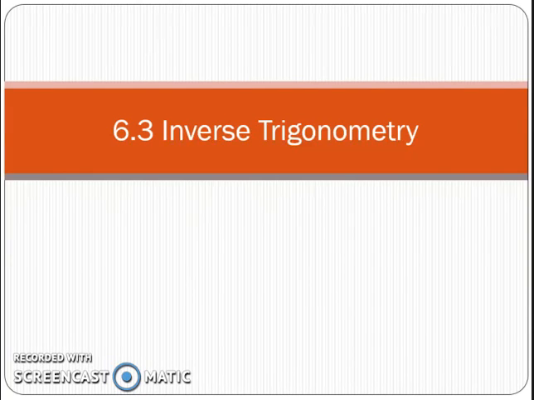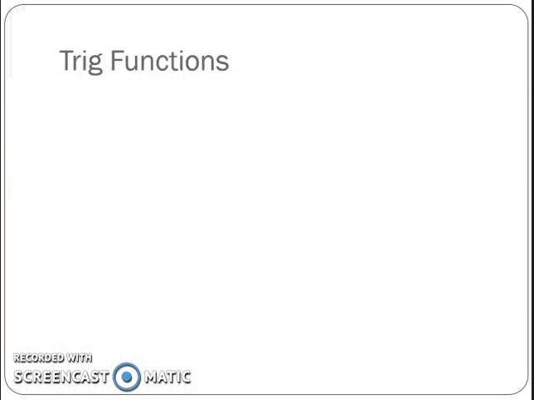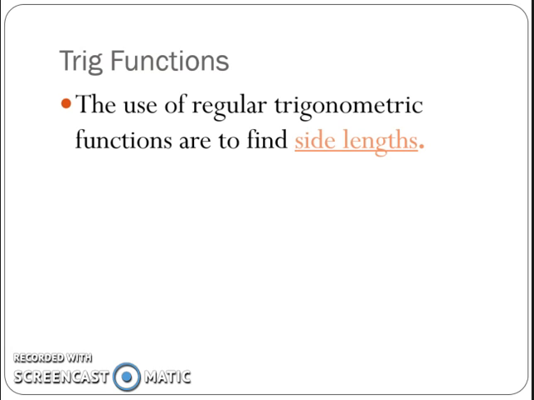Welcome back. We're on 6.3. This is part 2, which is inverse trig. So it's going backwards. We use regular trig functions, sine, cosine, and tangent, to find side lengths. We use trig inverse functions, sine inverse, cosine inverse, tan inverse, to find angles.